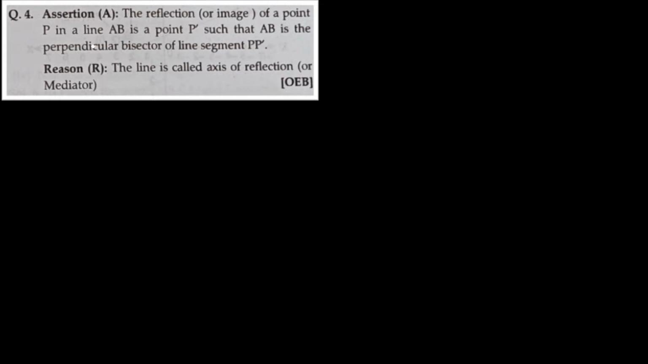So what is the assertion given to us? The reflection or image of a point P in a line AB is point P dash such that AB is the perpendicular bisector of the line segment PP dash. So what does it mean? Let's understand this one. The reflection of a point. Suppose I have, so I'll just show you with the help of an example.